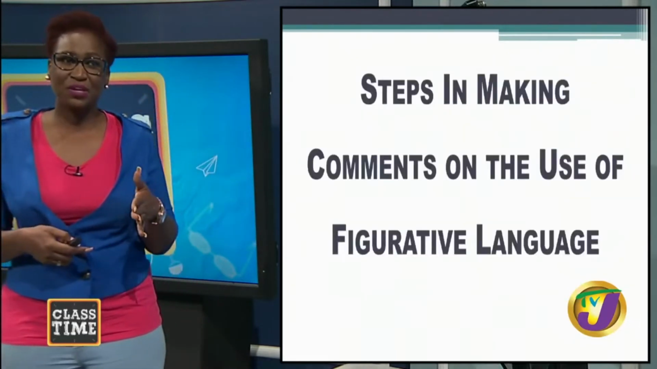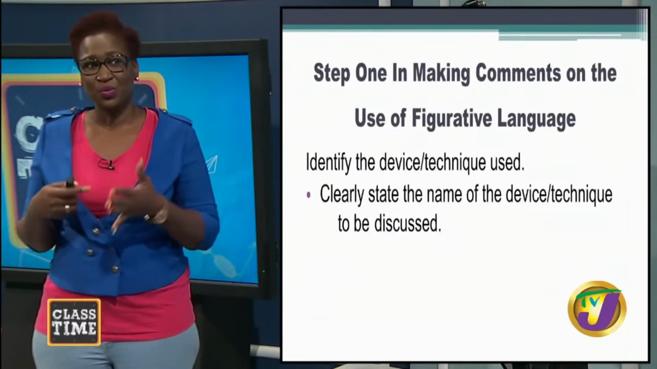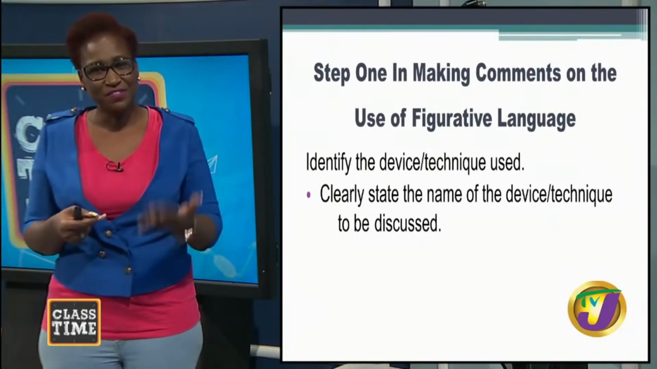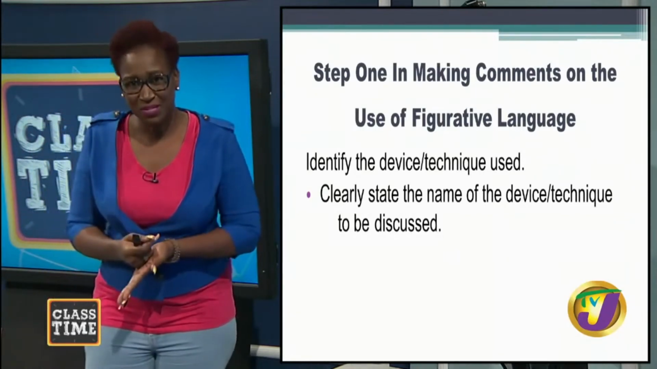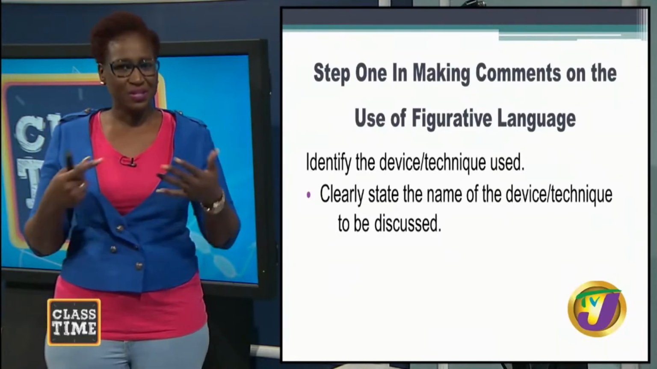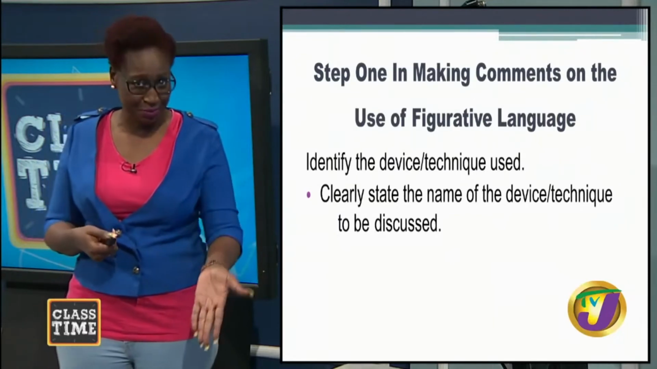So here are the steps that you would use to comment on figurative language. First thing you need to do, of course, is clearly state the name of the device or the technique that you're going to discuss. You can't be discussing a metaphor, simile, imagery, or whatever it is, and you don't say that that's what you're discussing. You have to name it. You have to call it by its name.